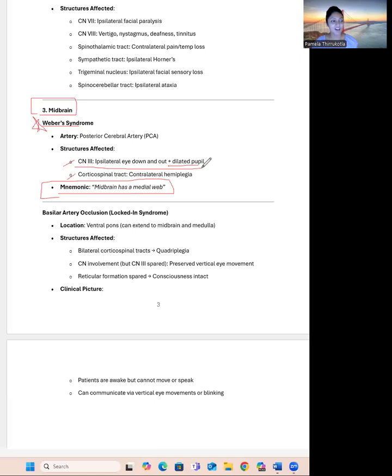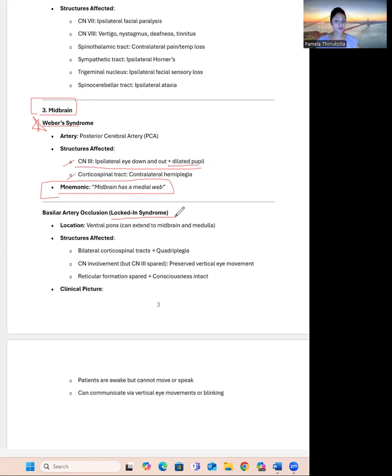Easy peasy. Now your corticospinal tract, your motor pathway, contralateral hemiplegia. So if you remember this much for your midbrain syndrome, it becomes super easy. So when the question gives you cranial nerve 3 with contralateral hemiplegia, it is going to be a Weber syndrome, right? Now, the last one for today's lecture is going to be on your locked-in syndrome.